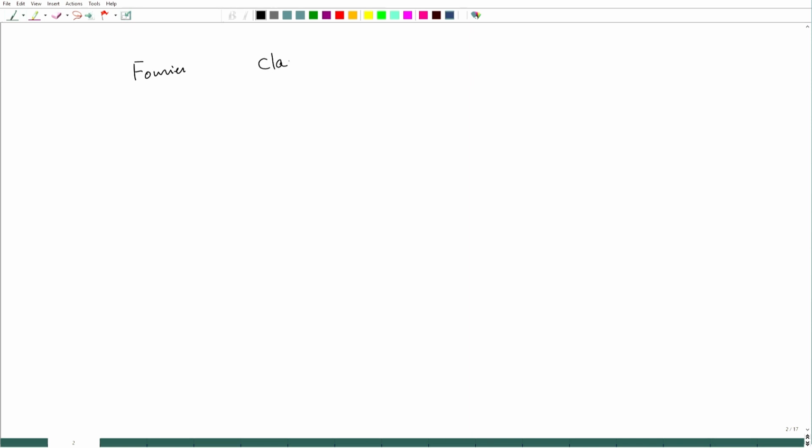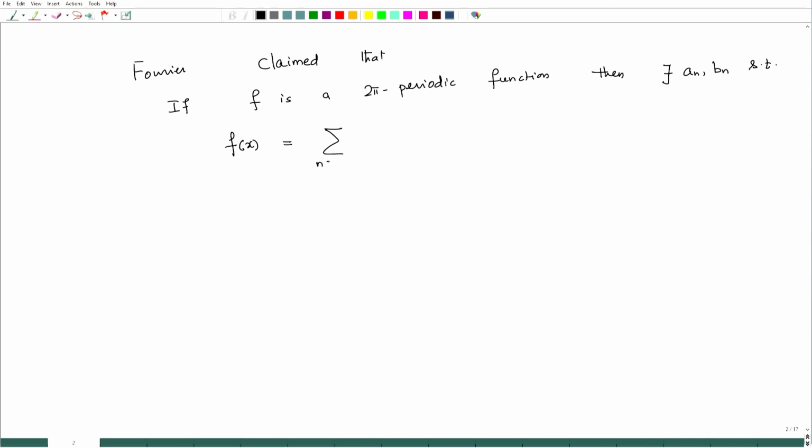Fourier claimed that if f is a 2 pi periodic function, then there exist sequences a_n and b_n such that f of x can be written as the summation over n equal to 0 to infinity of a_n cos n x plus the summation over n equal to 1 to infinity of b_n sin n x.